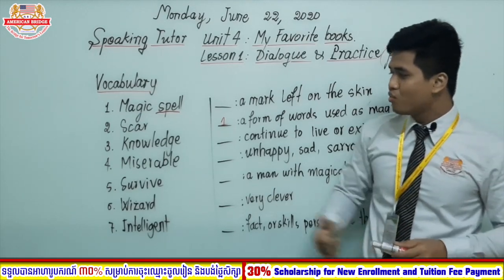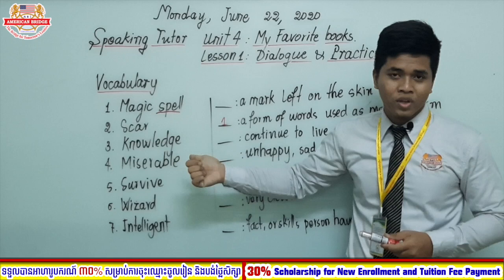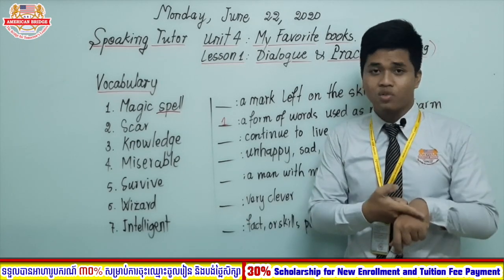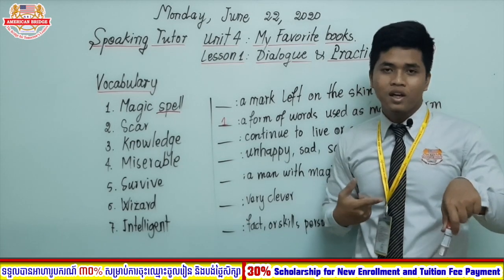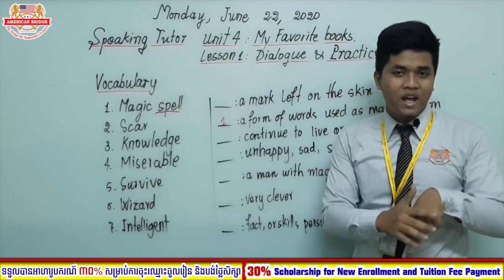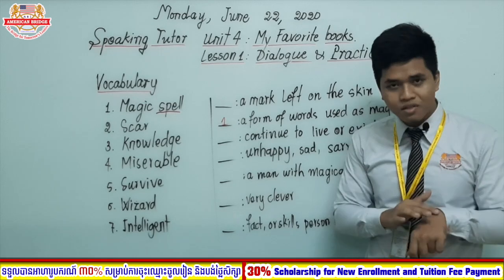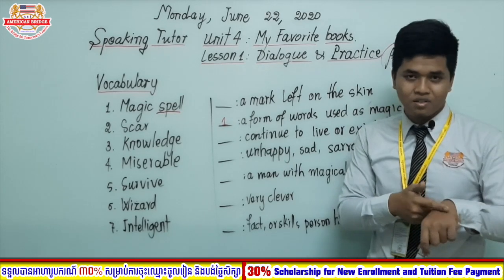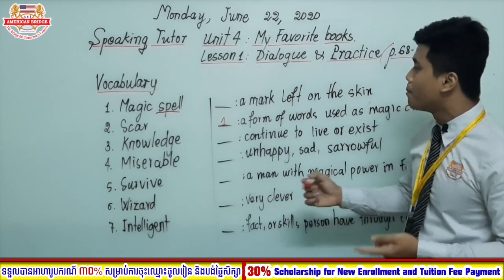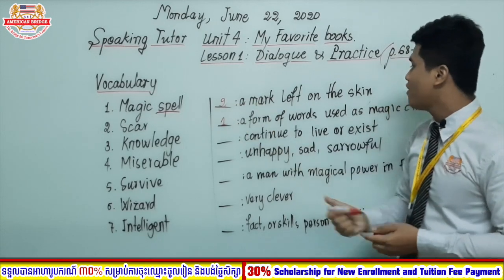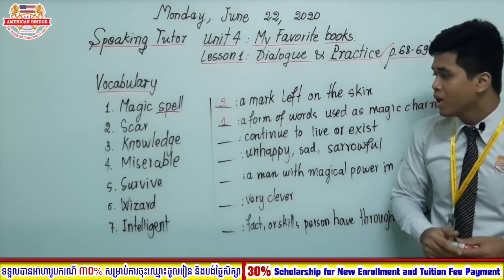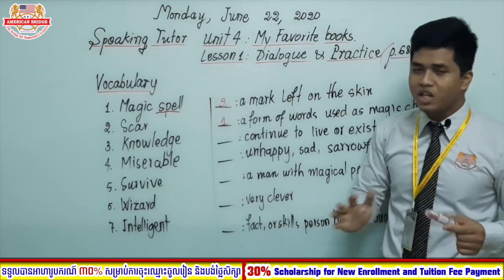Number two, which is the word scar. Imagine you cut yourself, and you are injured. And after your cut already heals, there is a scar here. So scar refers to a mark left on the skin. Good. Number three, which is the word knowledge.